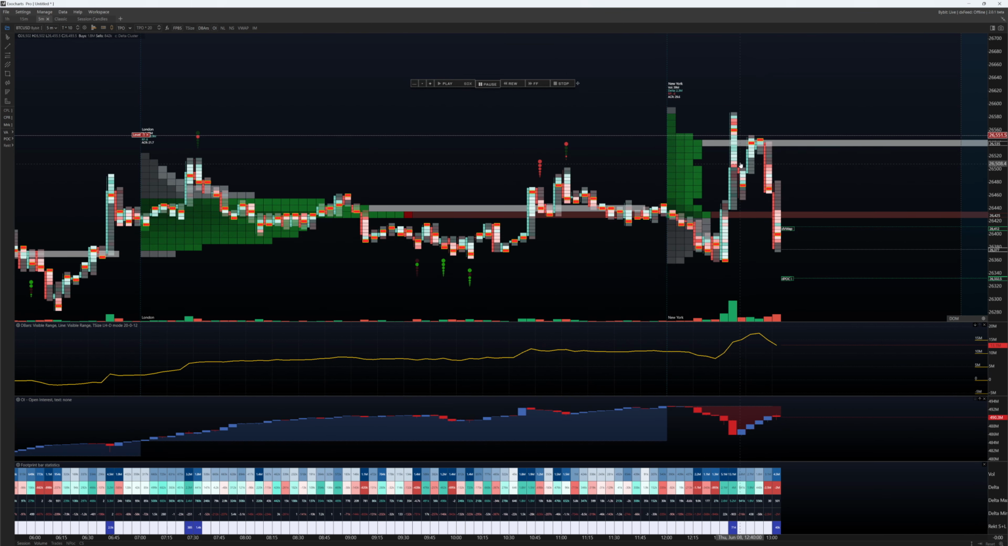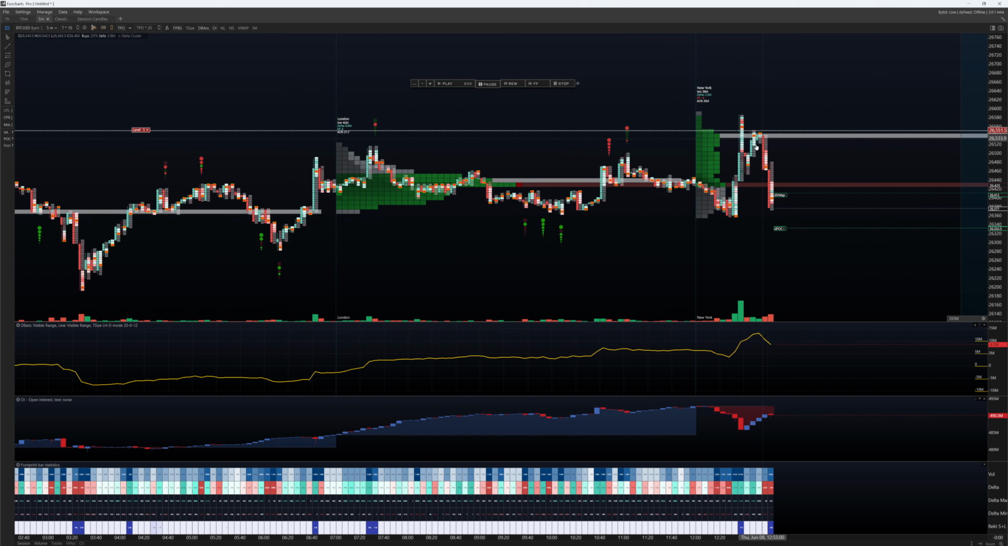So you can see obviously where I got filled was around here. My validation was above that POC. It never took it, and you can see why. But we had the level of interest, obviously the retrace, the trap value area, the volume spike.